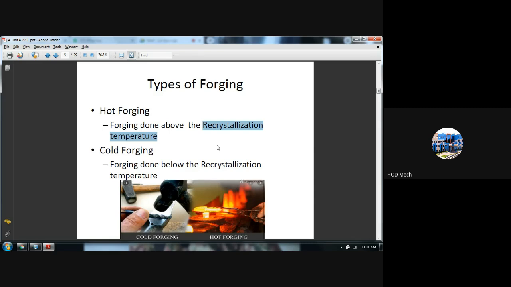For a particular material, according to its crystal structure, it will have its own limitation of temperature, after which its crystal structure changes. Now we divide the forging process into two types. What do we say forging is, how do we define it? Forging is a manufacturing process involving shaping of metal using localized compressive forces, that is how we define it.